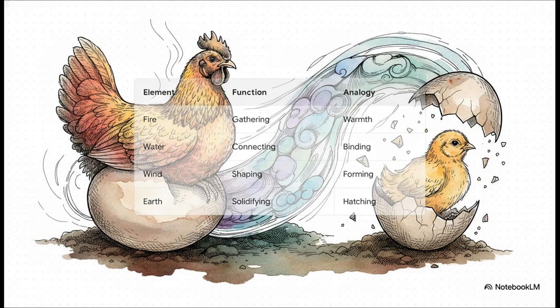And finally, we have earth. Earth is the property of solidifying and materializing. This is the grand culmination, the exact moment the fully formed solid chick breaks through the shell and hatches into the physical world. So fire gathers, water connects, wind shapes, and earth solidifies.